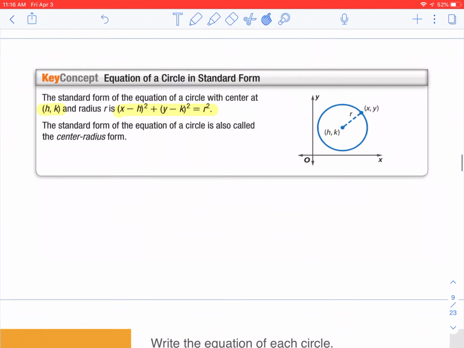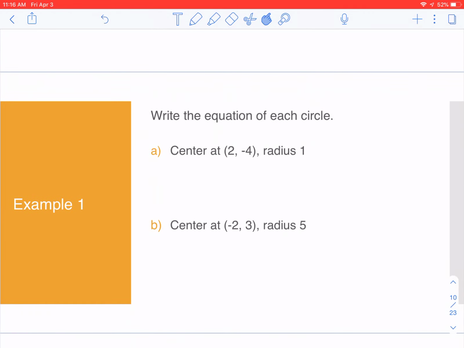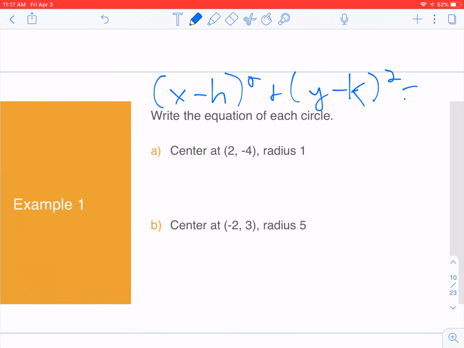All right, so I'm going to write that equation again, right up here. (x - h)² + (y - k)² = r². So what we're going to do is label this as h. We're going to label -4 as k because that's the center. And the radius is 1. What does that look like?